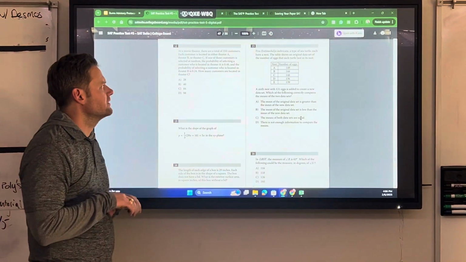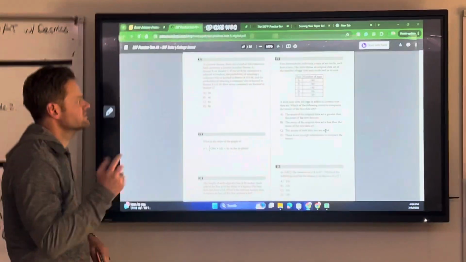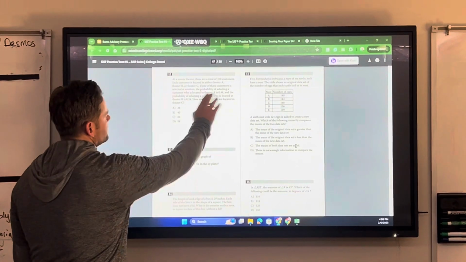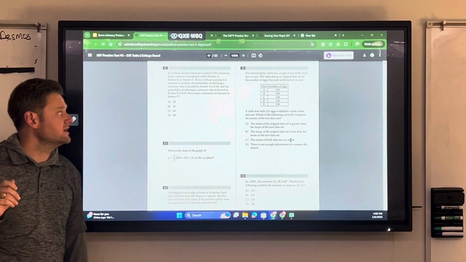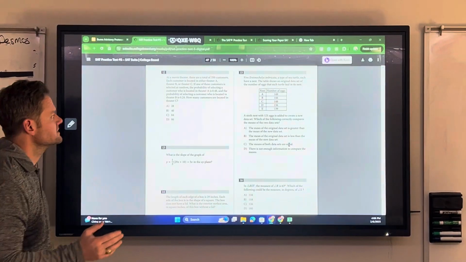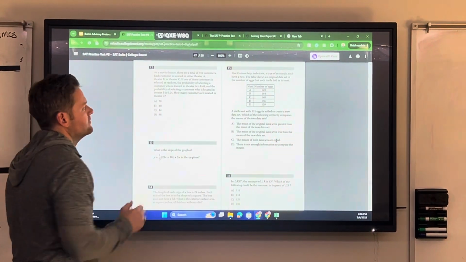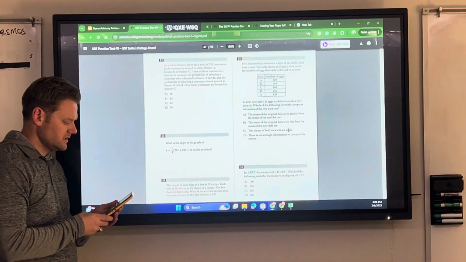At a movie theater, there are 350 total customers. Each customer is located in theater A, B, or C, so 3 total theaters. If one of these customers is selected at random, the probability of selecting a customer who is located in theater A is 0.48 or 48%. The probability of selecting a customer who is located in B is 0.24 or 24%. How many customers are located in C?